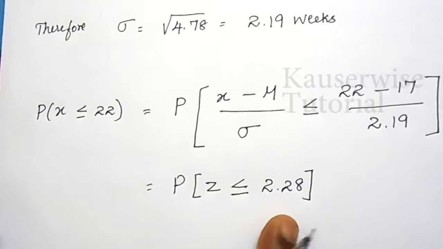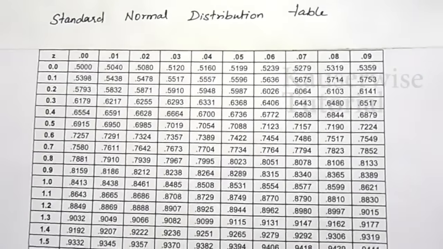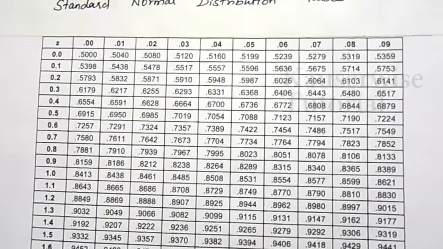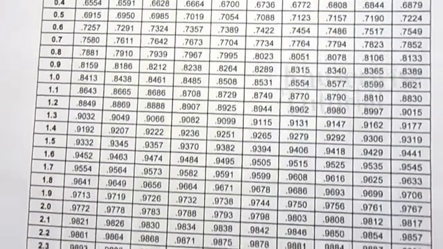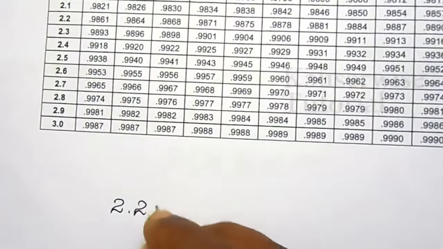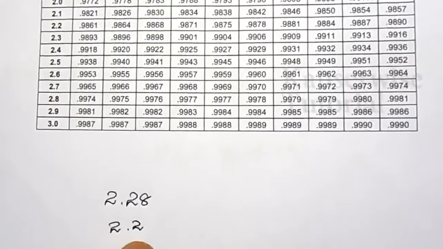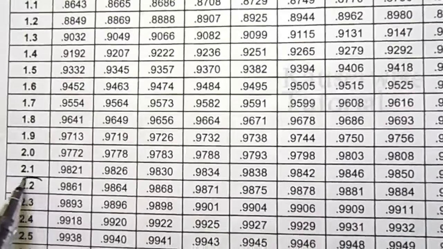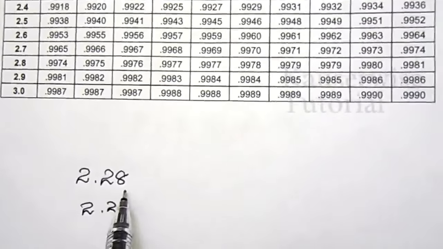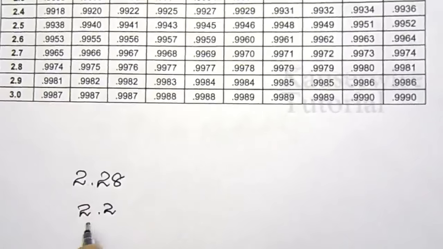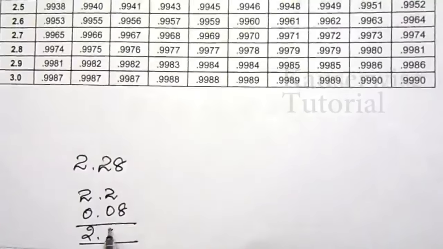Now we need to find the probability with the help of the standard normal distribution table. This is the standard normal distribution table. Here Z value is given on the left hand side. So here you have to take 2.2. Our value is 2.28. So first you have to take 2.2 on the left hand side. Just make a note. 2.2 is there. And the remaining 0.8, we need to add, that is 0.08.